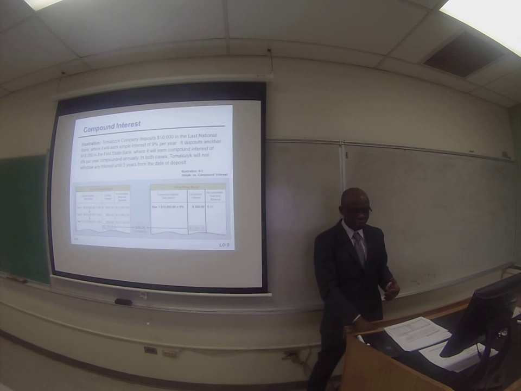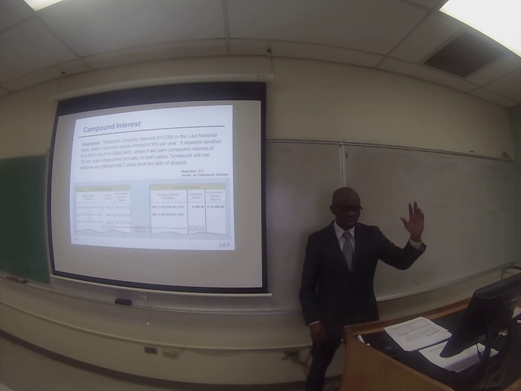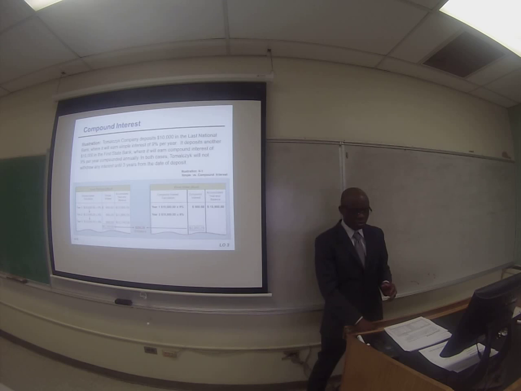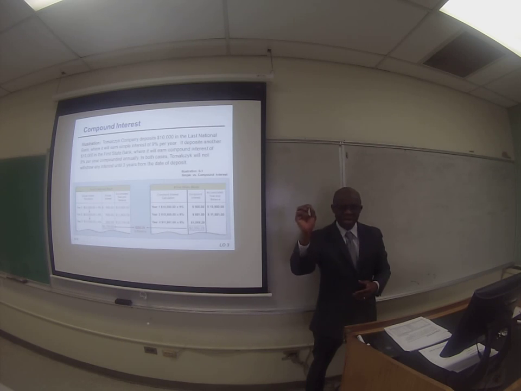Based on our illustration, if you take a look at the first column, that is the First National Bank that promised to pay us simple interest. See, the interest calculation is based on $10,000 every single year. So the interest is $900 for each year for 3 years. So at the end of 3 years, we have earned $2,700 interest. 900 multiplied by 3, that would give us $2,700.